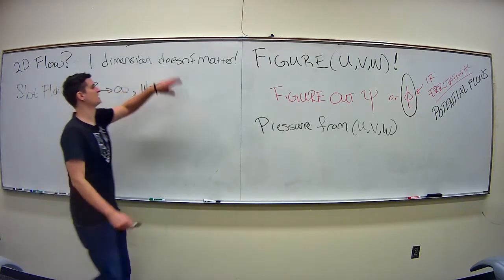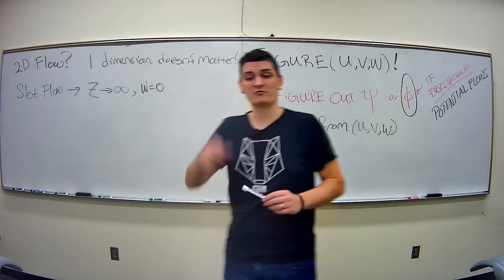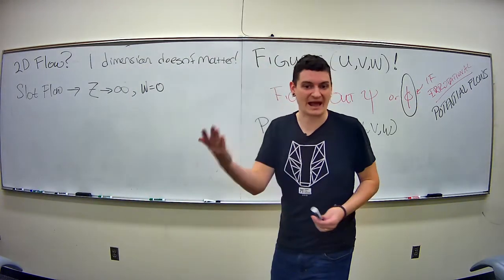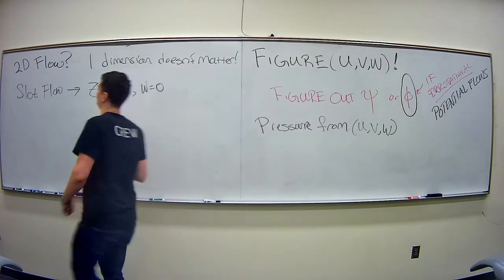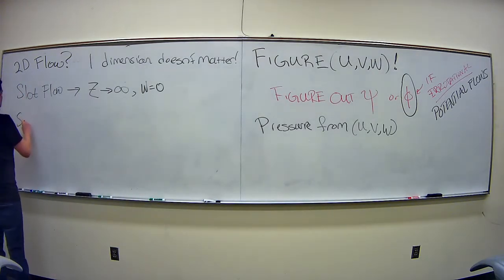But there's also another way for one dimension not to matter. It also means that there's a symmetry involved in your problem. So one way is you have some symmetry about some axis, so cone flows, things like that. So in a radial type flow, it also means there's some symmetry.